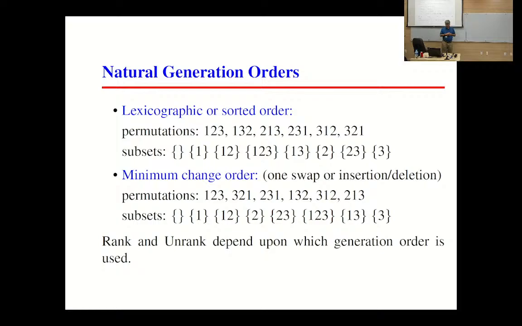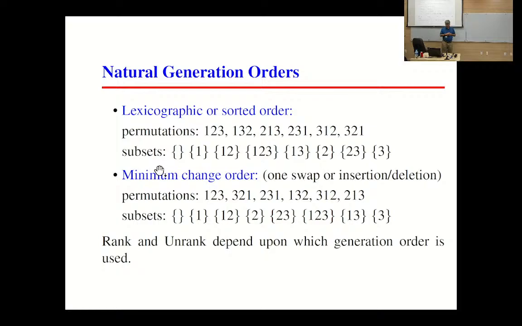But I'm going to claim that 2 of them are typically most natural and tend to come up a lot. There are other natural ones, but one of them is lexicographic order, which would be the order that they were sorted in. For permutations, if 1 is less than 2, less than 3, all the permutations starting with 1 appear before all the permutations starting with 2, before all the permutations starting with 3.